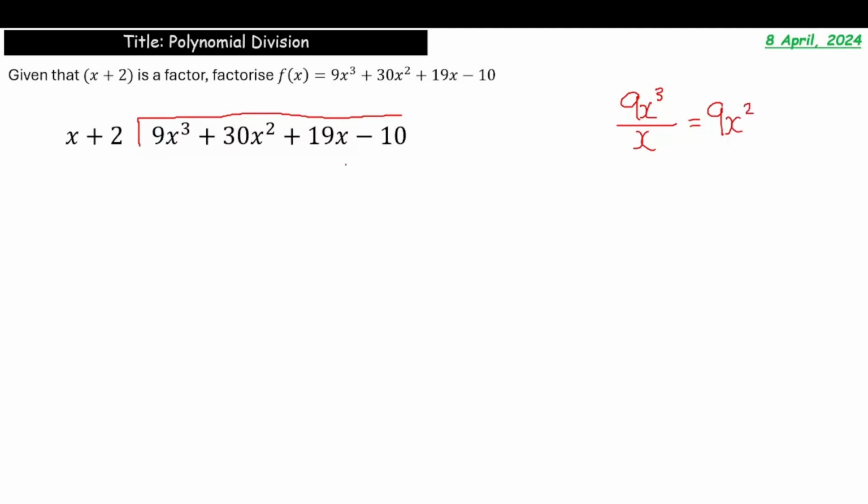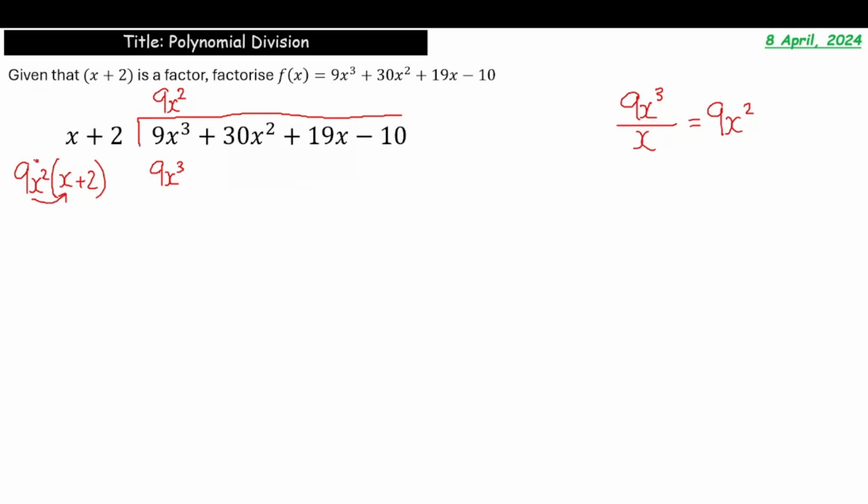That means 9x squared is going to be this thing on top here, because that is the first leading term divided by the highest order of the factor. Now, this is when we're going to use our long division techniques. We do 9x squared times this factor, and we write this multiplication where they fit. So 9x squared times x is 9x cubed, so it goes underneath the x cubed term.